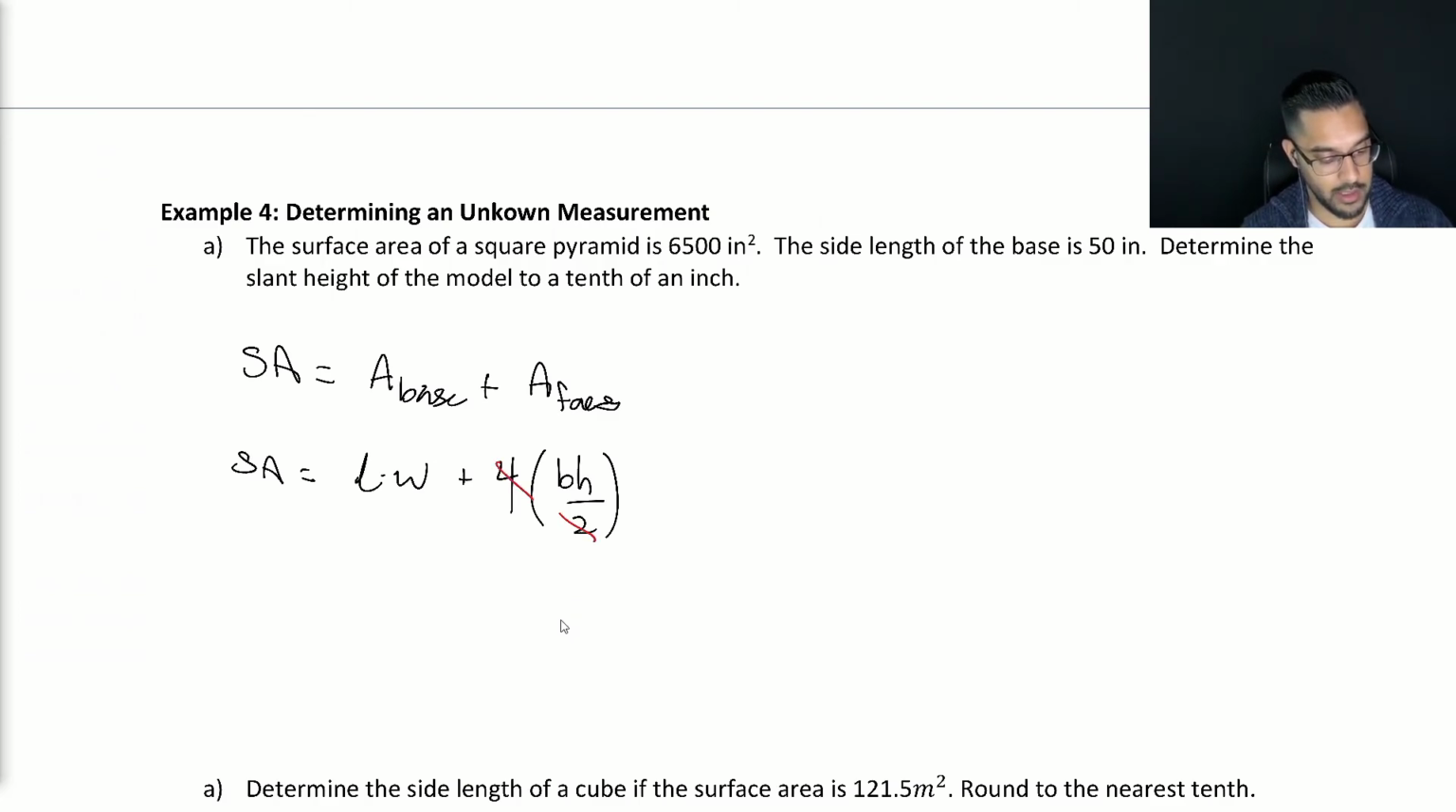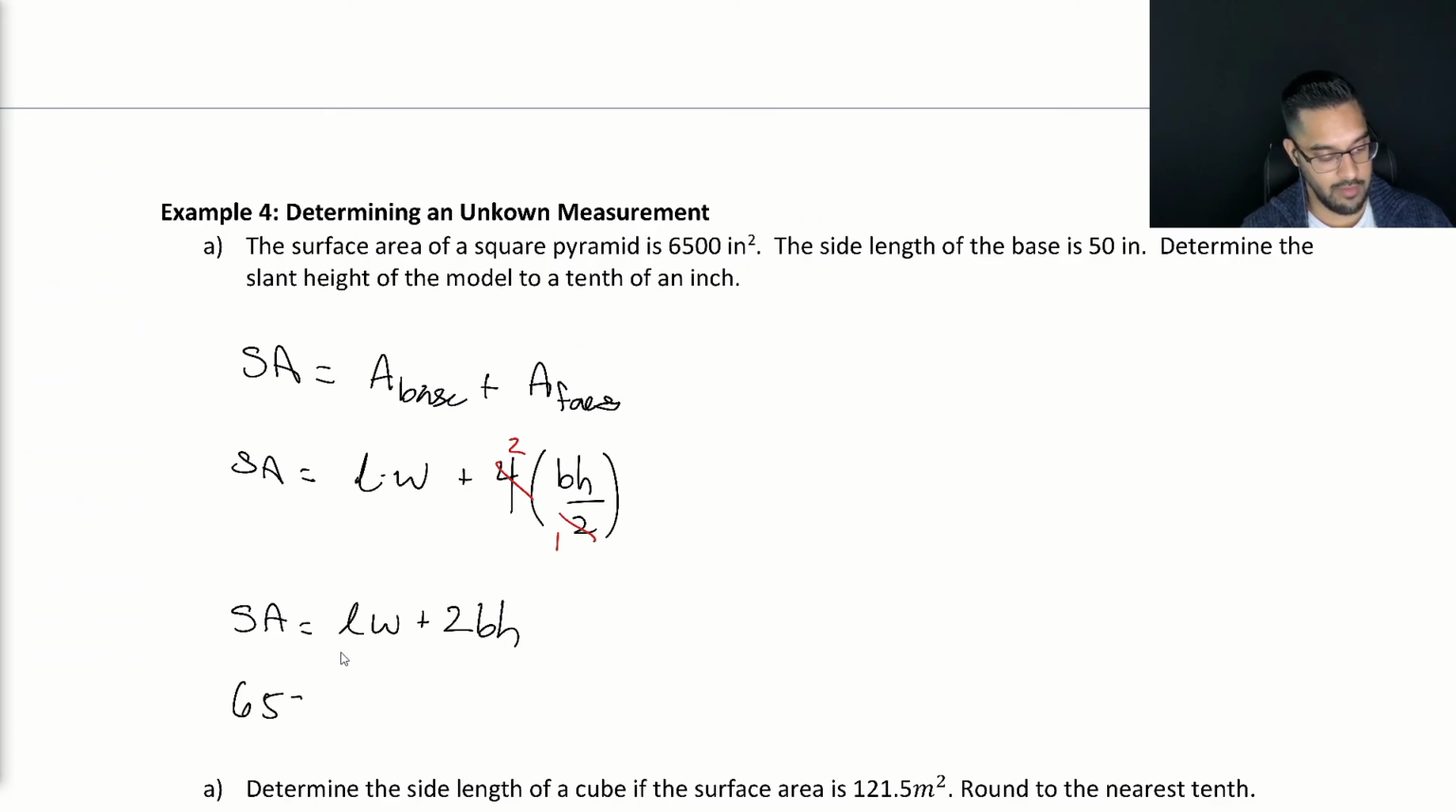So if I plug in some numbers now based on what I know, actually, before I do that, the 4 and the 2 here actually can cancel part of them out. So instead of it being 4 over 2, let's use 2 over 1. And I'll rewrite that, just make it look a bit nicer. So the surface area equals length times width plus 2 base times heights. So there we go. Now I can plug some numbers in.